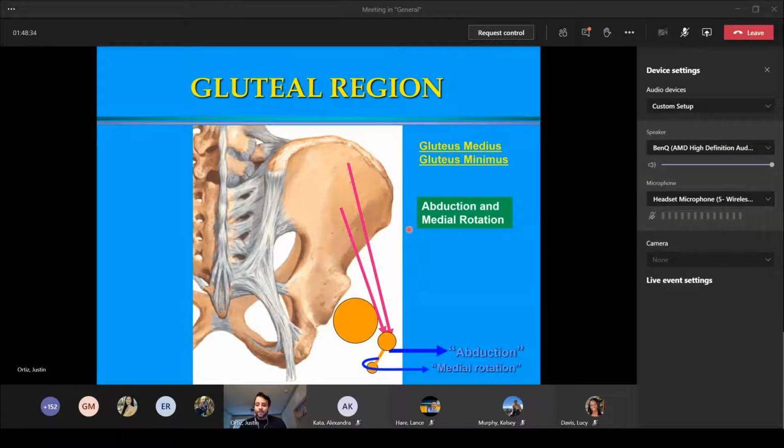Gluteus medius and minimus, we know they're important for abduction, which we talked about. But they're also important for medial rotation. The reason is that if you look anatomically at where gluteus medius and minimus attach on the femur and where they're located, it's in front of the femur, so it pulls the femur and turns it medially. You can look at a cadaver picture or another image to help you understand that. But they help a little bit with medial rotation, and the main function is abduction, which is taking away from the midline, right? So abducting, abduction.